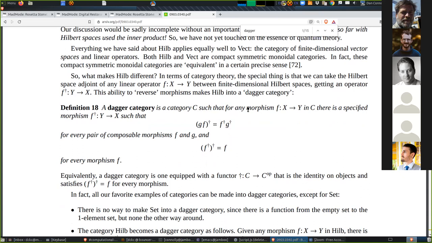Well, here it says a dagger category is one equipped with a functor that is the identity on objects and satisfies certain conditions for every morphism. So it looks to me like you just flip all the arrows and then it maintains the definition of a category. It's not just that you flip all the arrows, it's that you have both of them. You have an operator on the arrows that takes an arrow to an arrow in the other direction. So is it like I have both of those categories at once and a functor between them, and all this monstrosity is a dagger category? That's the way I read this.